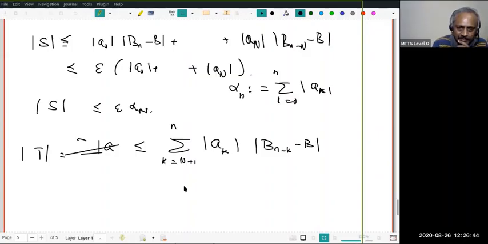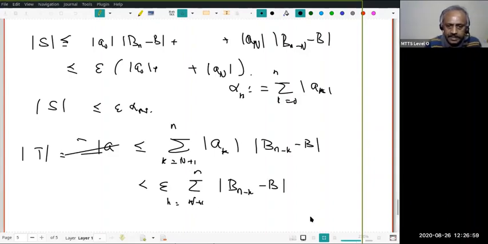Okay, if I take epsilon out, what do I get? I get epsilon times, less than epsilon times, the sum from n plus 1 to little n of mod Bn minus k minus B, where k equals n plus 1 to n. You understand? Now I have no estimate for this.